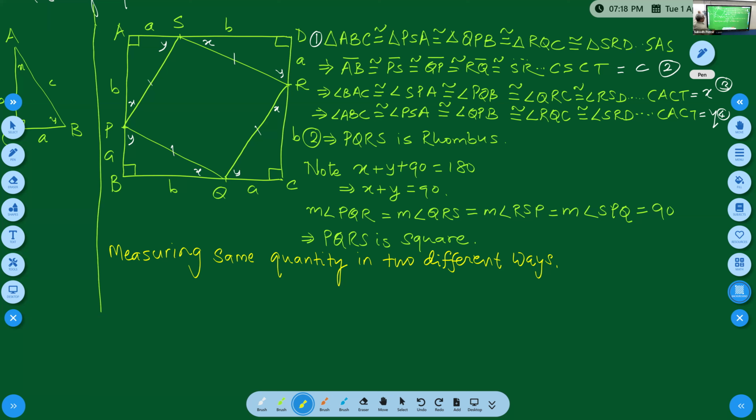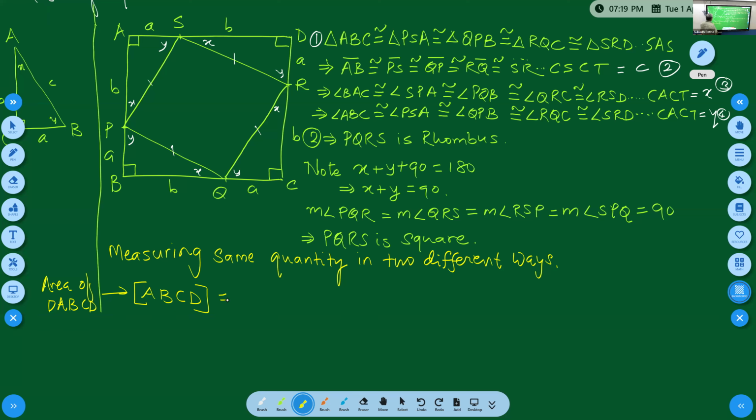Okay. So now we are going to measure the area of square ABCD. Whatever you put inside the box brackets is the area of quadrilateral ABCD. This is the notation. So one way to measure the area of quadrilateral ABCD is: it's a square, so we can use the side a plus b, and therefore (a plus b) whole square.